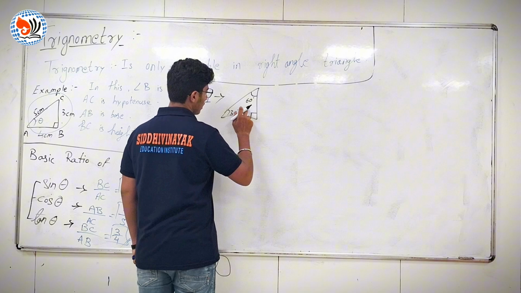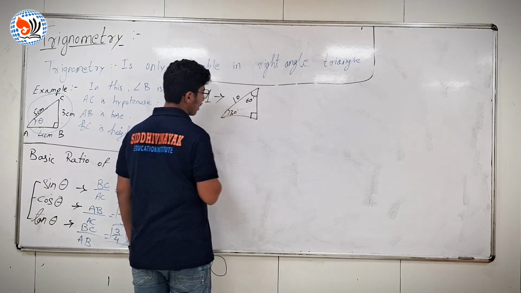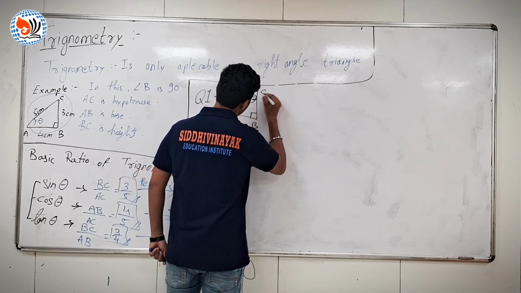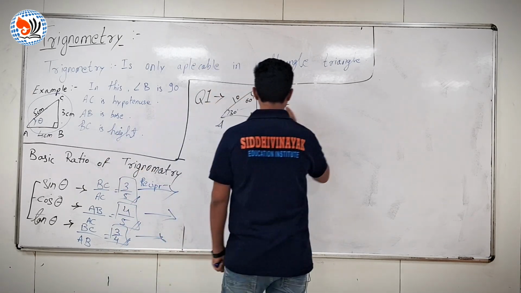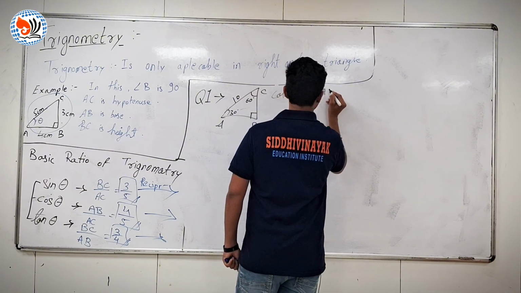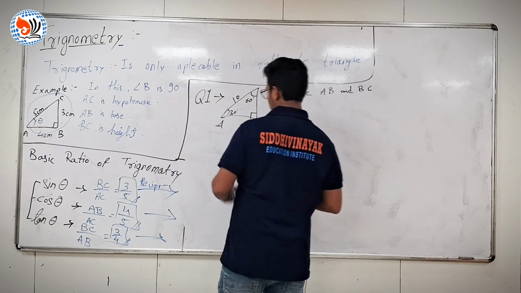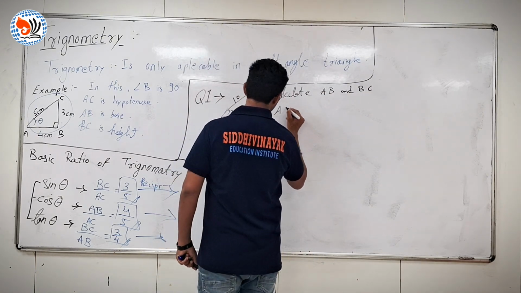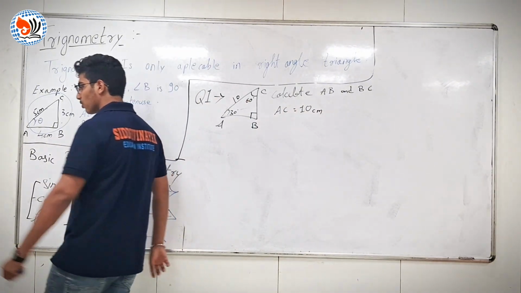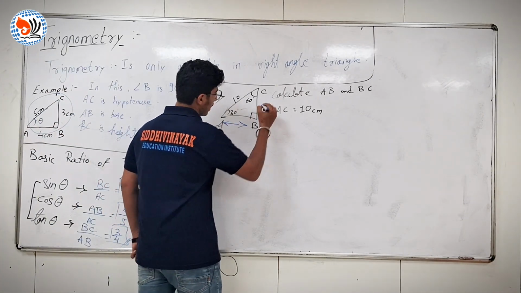So if the value of this is 10, then I have to calculate AB and BC. The value of AC is equal to 10 centimeter. Now I have to calculate the value of AB and BC.